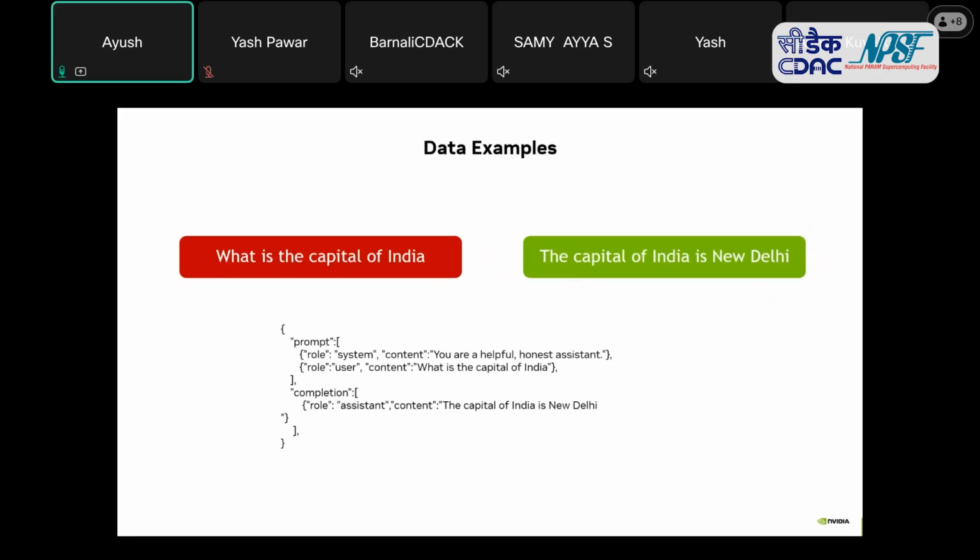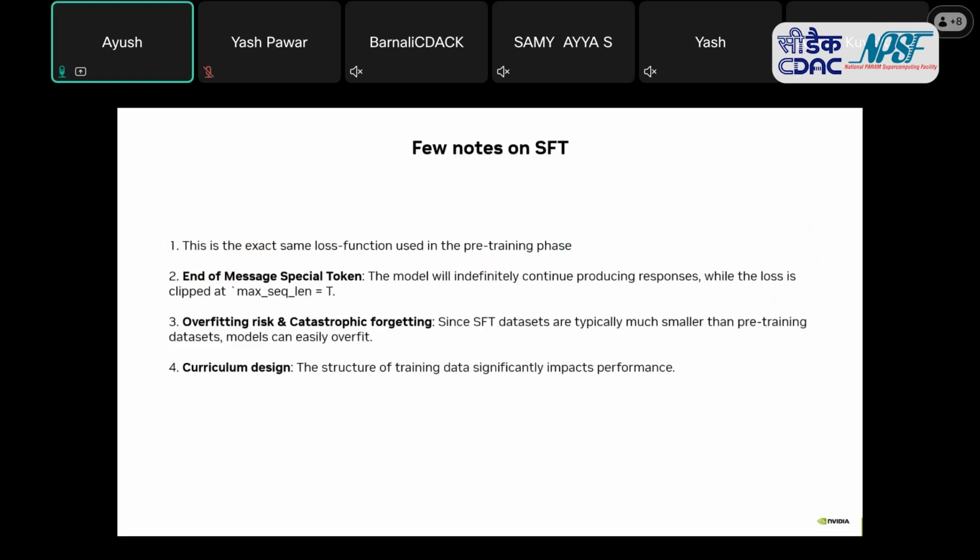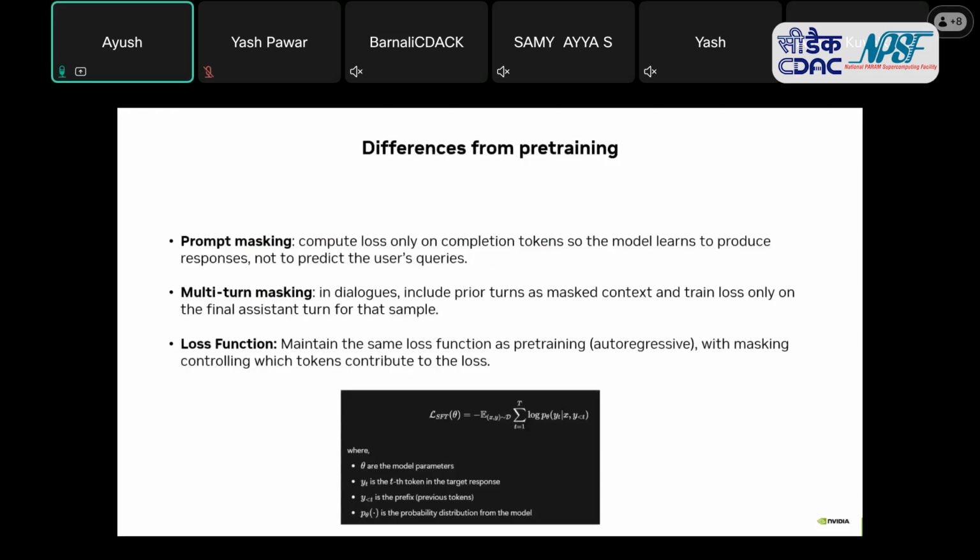As I mentioned earlier, the way of training is the same as for a pre-trained LLM. The objective, the loss function, is cross entropy, where you try to predict the next token and minimize the difference between the predicted token and the ground truth token. That's the cross entropy loss. Now, what are the key differences from the pre-training stage? We compute loss only on completion tokens. The model learns to produce responses, not to predict the user queries.